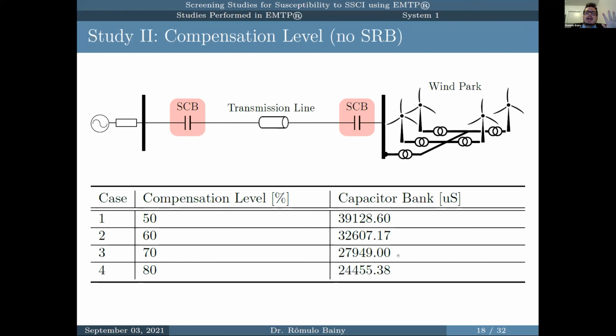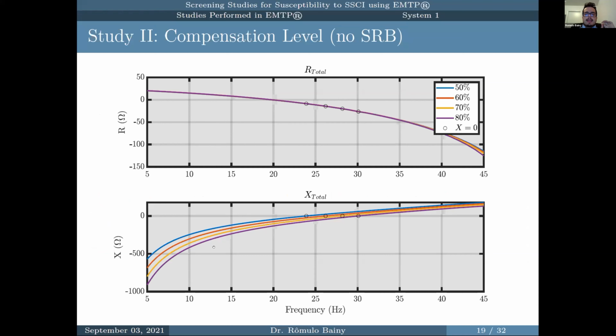Now study number 2 is really similar to study number 1, because we are also going to vary the compensation levels, but we are removing the shunt reactor banks. And we have cases 1 to 4 here. We're also going to go from 50 to 80%. I just changed the 5% step to 10%, just so the graph can be a bit cleaner. And the results that we got for this variation when we remove the shunt reactor banks are shown in these 2 graphs here.